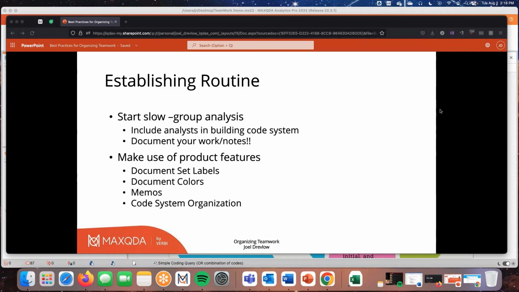This was helpful also as we went to do merging, sort of exchange files. If we assign specific colors to specific teams, we were able to activate just their work. So it's another way to segment your file to make sure that people are working in the place that they're supposed to be working. Memos, of course, are going to be very useful for tracking this stuff. And then also just the code system organization. So how you actually organize your code system can be very helpful.